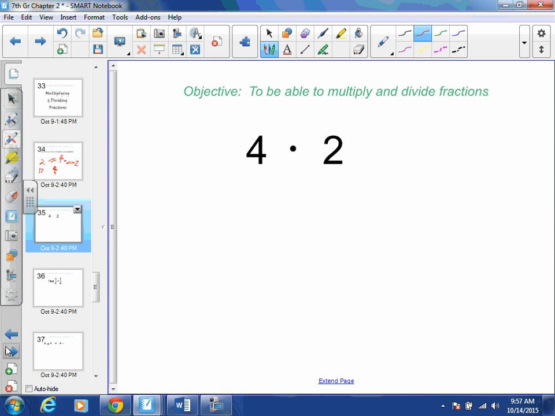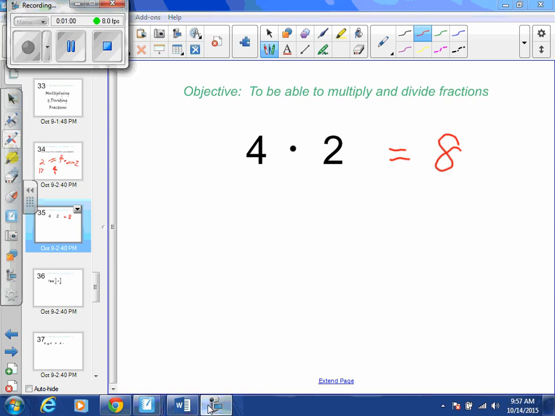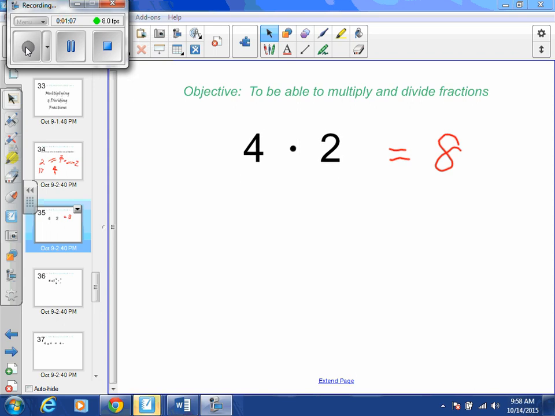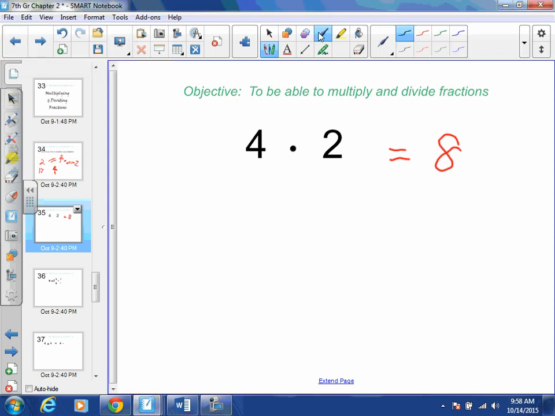So, quick review of what multiplying means. If I take 4 times 2, I get 8, right? So then, if I was to take my whole number 4 and write it as a fraction, 4 over 1 times 2 over 1, we know we should still get 8.